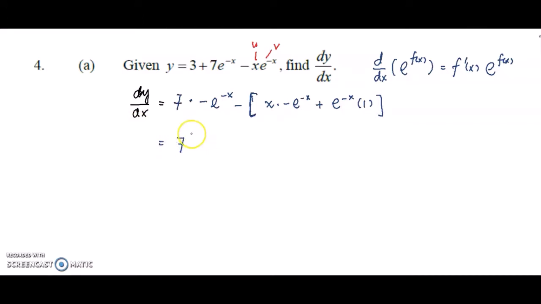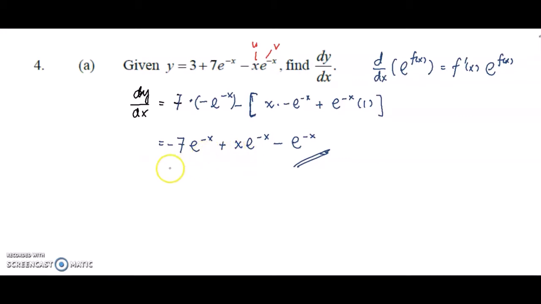Just simplify it. You have your negative 7e to the negative x. Here is a dot, meaning that these two are multiplied with each other. Alright. So simplify, you will get negative 7 e to the power of negative x. And negative multiplied by negative, you have positive, positive x e to the power of negative x. And then negative multiplied by positive, you get negative e to the power of negative x. This is how we differentiate.